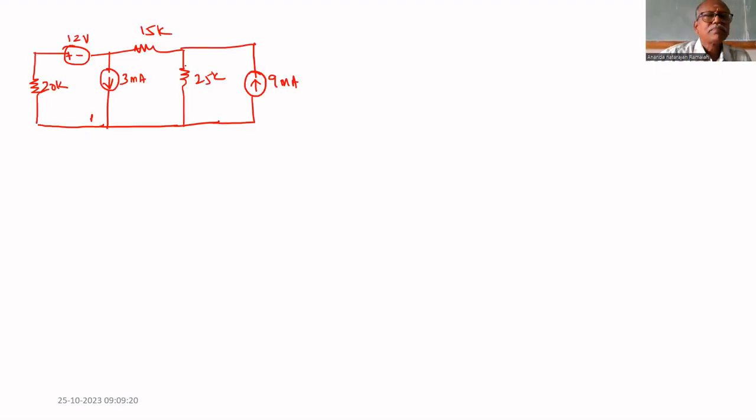The first sum is: find the current through 25K using the superposition theorem. Second, find an equivalent circuit across AB using Thevenin's theorem, then find the current through 25K. Third, find the equivalent resistance across AB by using Norton's theorem and find the current through 25K.